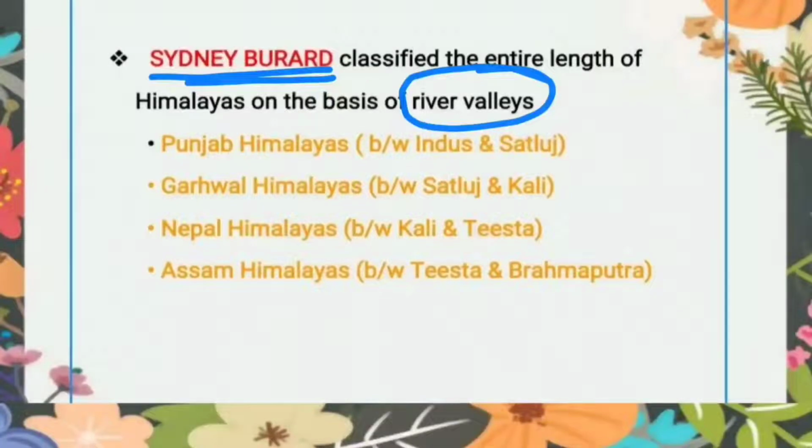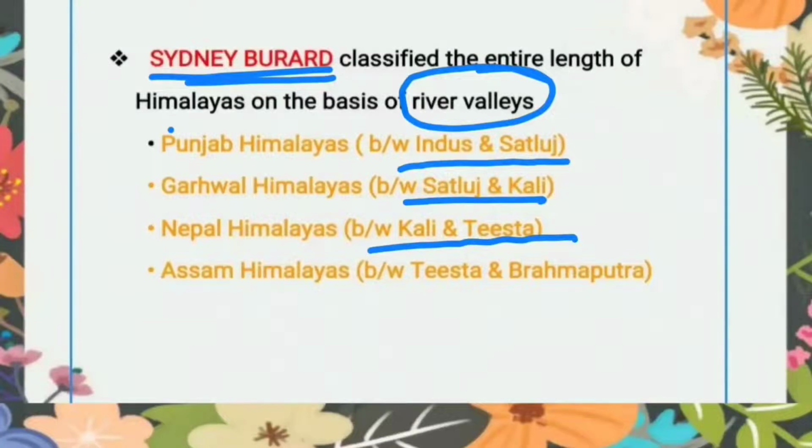Now the description given in this classification is that Punjab Himalayas is between the Indus and the Satluj. That means in between the Indus and the Satluj there are Punjab Himalayas. Between Satluj and Kali there is Garhwal Himalayas. Between Kali and Teesta river there is Nepal Himalayas. And between Teesta and Brahmaputra we have the Assam Himalayas. Let's take them one by one.